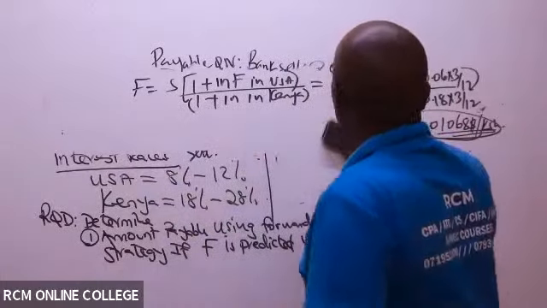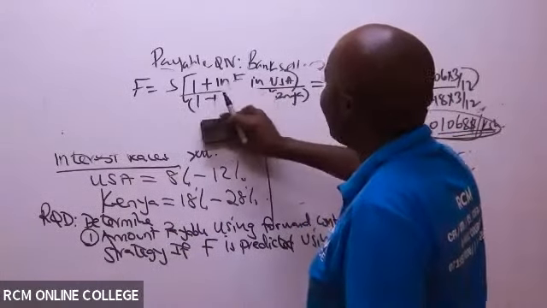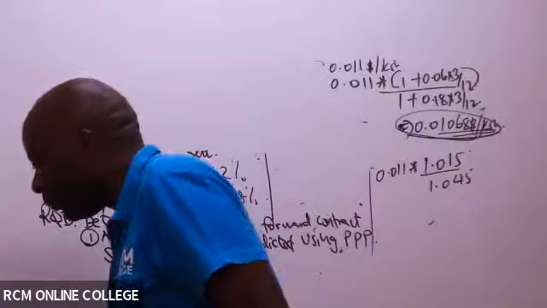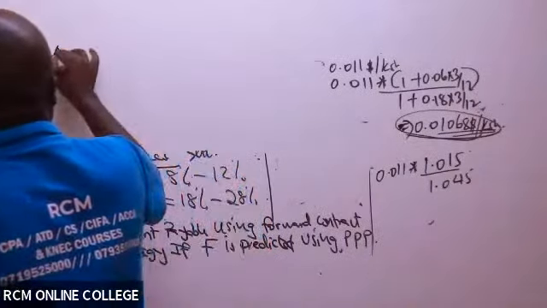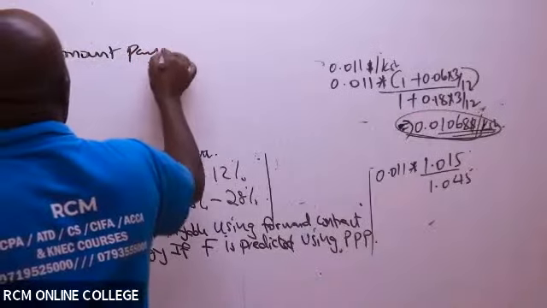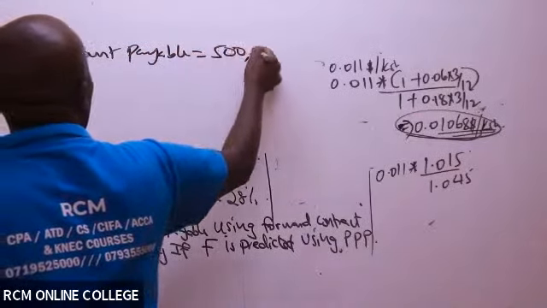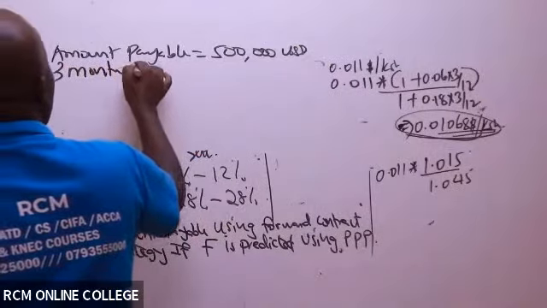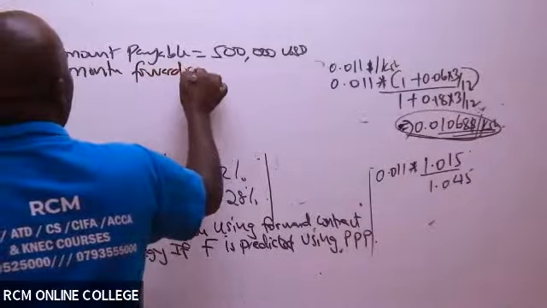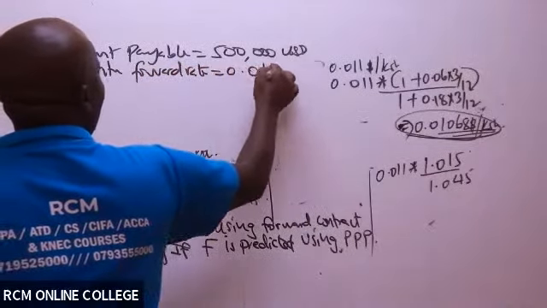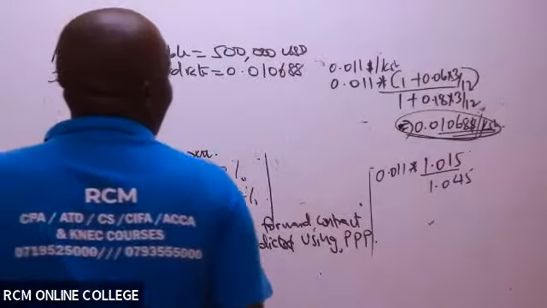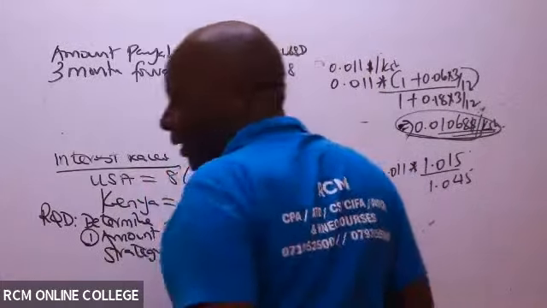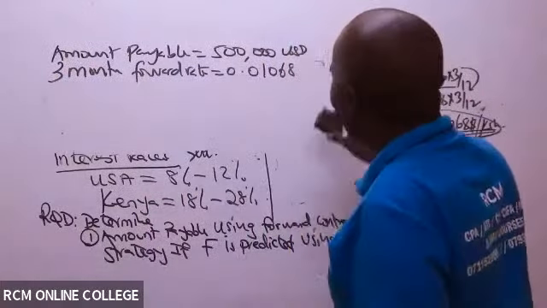All right, my good students. Now forward contract. So let's now use this forward contract to get the forward contract amount. So the amount payable is 500,000 US dollars. The 3 months forward rate is 0.01068 dollars per Kenya shilling.